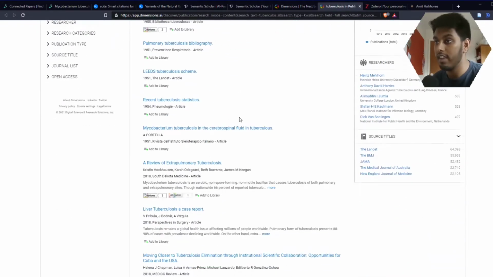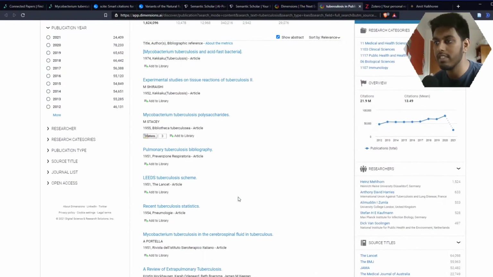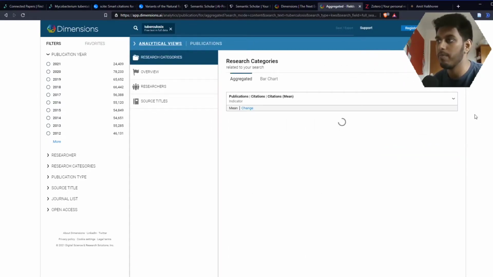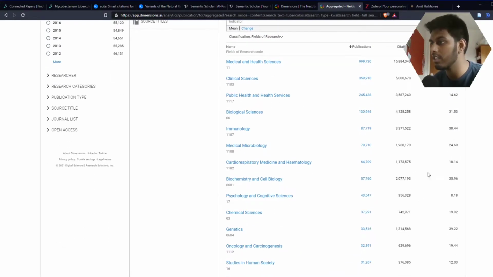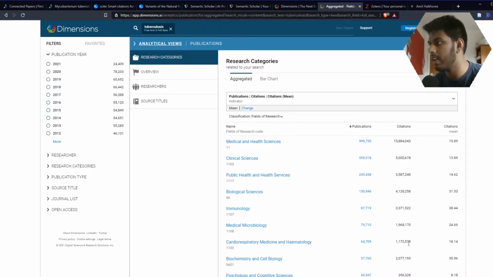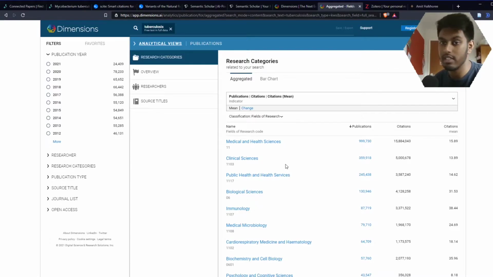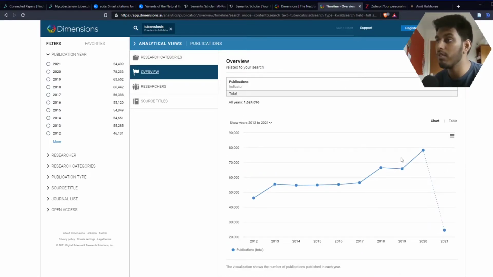Dimensions AI can find loads and loads of papers. And I like it not for necessarily paper discovery, but if we head to analytical views, it can give you some more broad metadata on your papers. So it gives you some research categories, and you can tell which widely cited categories that your research falls into. It can give you a broad overview of how prevalent your literature is in publications.